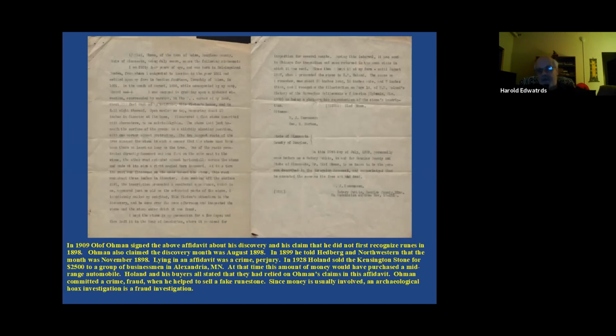Selling a fake runestone is fraud. It's also a crime. And this is true of most of the archaeological hoaxes that are investigated. They usually involve some amount of money that's exchanged for an artifact. And so what I'm trying to make you understand is that hoax investigation is really a fraud investigation, and you need the skill sets of a fraud investigator.